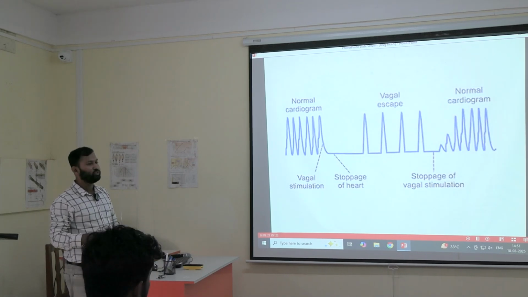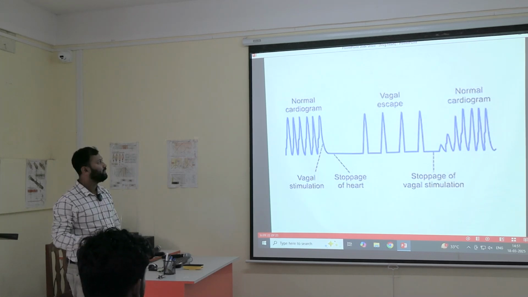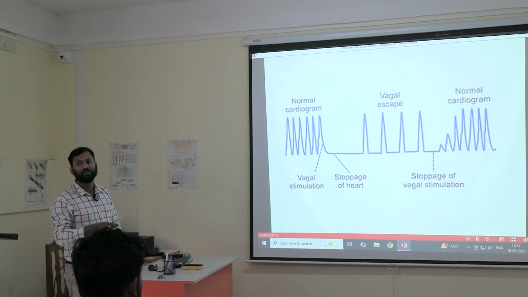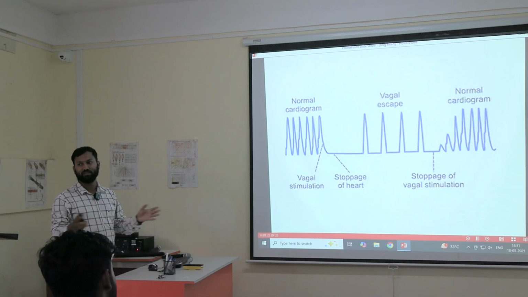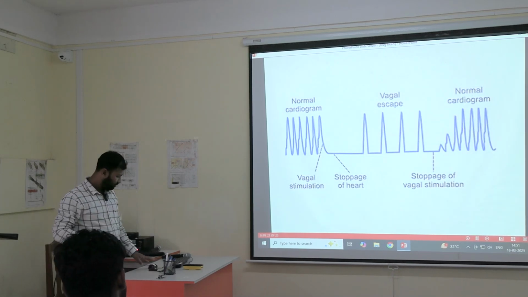After that, when we stop vagal stimulation, we stop passing current to the vagus nerve. Then there will be a normal cardiogram. Because there is no acetylcholine now, again the heart will function in its normal way.